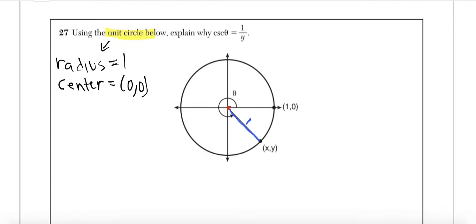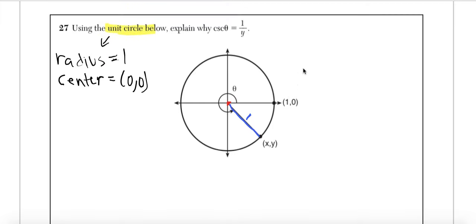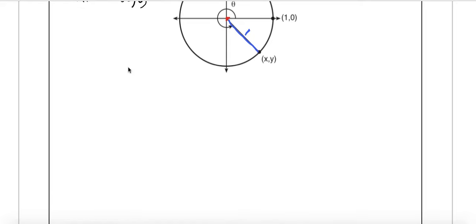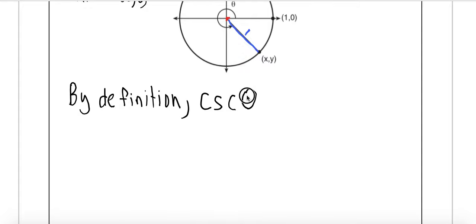Now, it's saying to use that unit circle to explain why cosecant theta is equal to 1 over y. One thing you want to make sure you understand, guys, there were a few ways to do this, but the quickest way is if you understand the trig properties and the properties of the unit circle. I'm sorry, guys, I won't be able to fit everything here. So first thing, by definition, it doesn't matter whether you're on the unit circle or not, cosecant theta is always equal to 1 over sine theta.